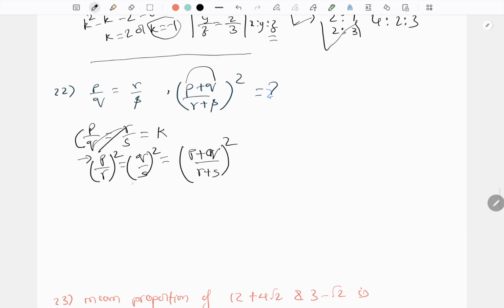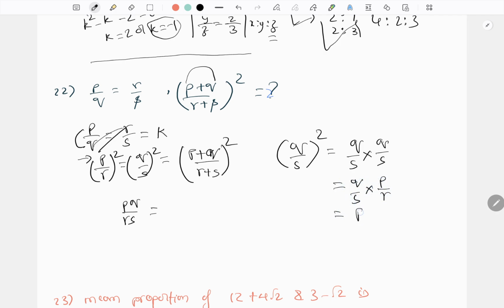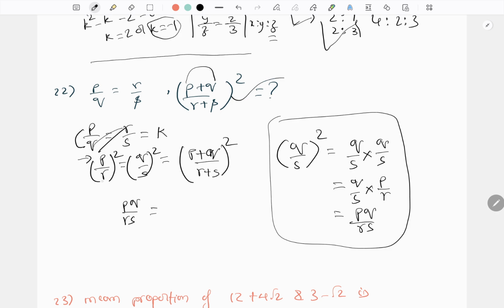Since P by R and Q by S both are equal, we can substitute PQ by RS also. Means in the place of Q by S whole square, we can write it as Q by S into another Q by S. Now in the place of Q by S, I will take P by R. So it becomes PQ by RS. So somewhere some identities will be helpful to you. If it is asked as a question, among the options, if P by R whole square is there or Q by S whole square is there, or otherwise PQ by RS, we can take any one as the answer.